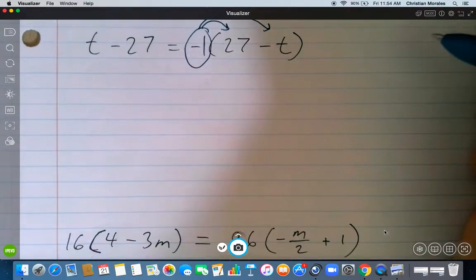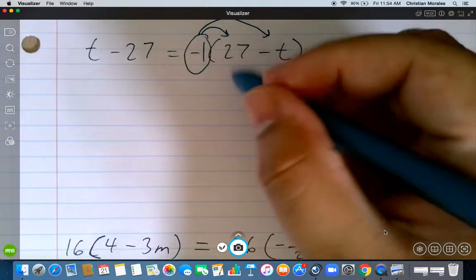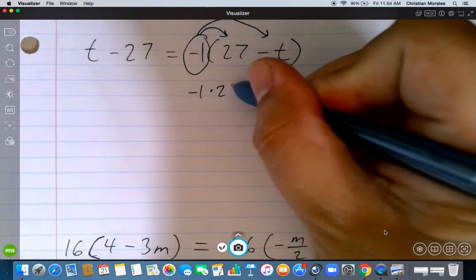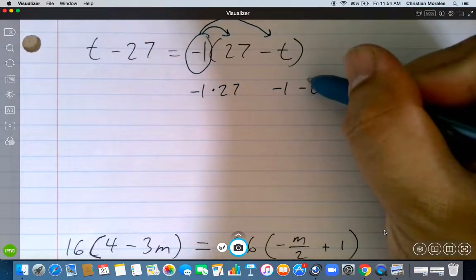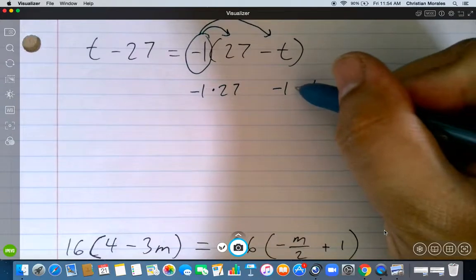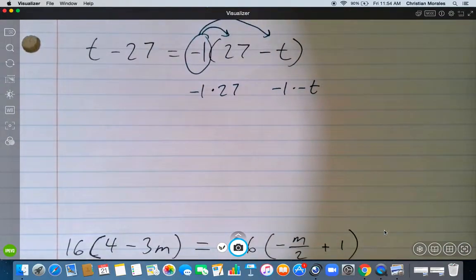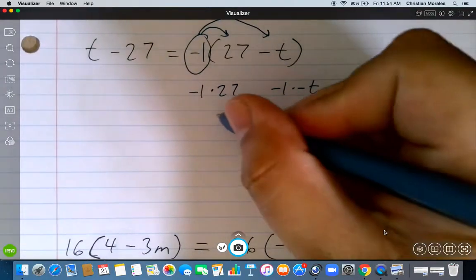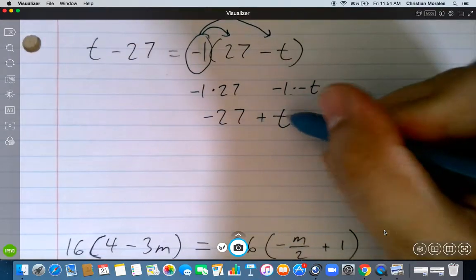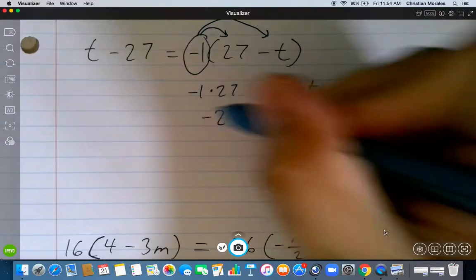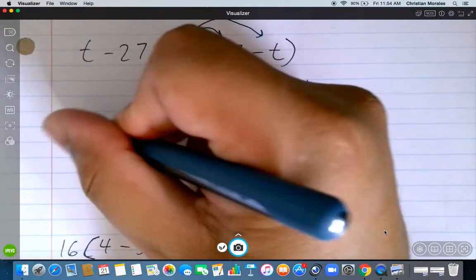So remember distribution. Distribution means you're taking that number, you're multiplying that number to both things. You're multiplying them to both things, okay? So what happens here is you get negative 27 and you get positive t because a negative times a negative is positive. All right, so now your problem looks like this.